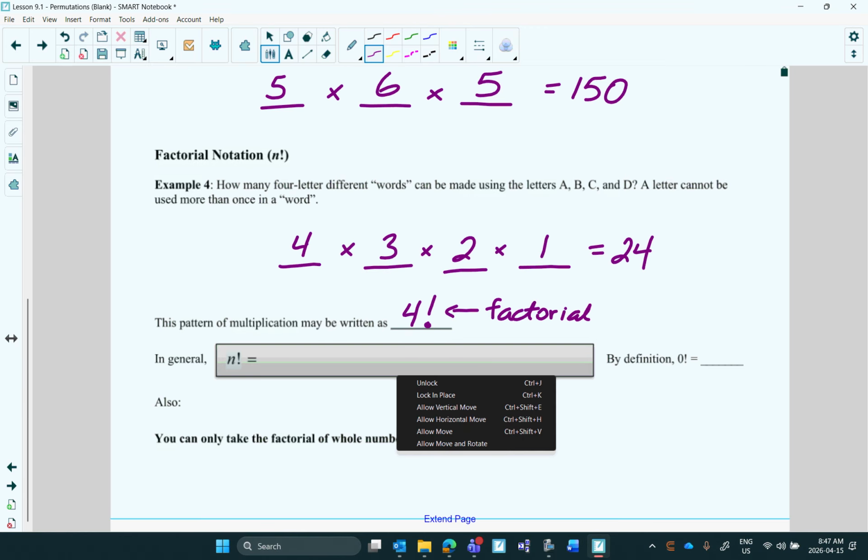It's very straightforward. Whenever you have a number followed by an exclamation mark, you start with that number and you multiply all the way down to 1. So 3 factorial is 3 times 2 times 1. 8 factorial is 8 times 7 times 6 times 5 all the way down to 1. That's all that means. Okay? And you do have this on your calculator.